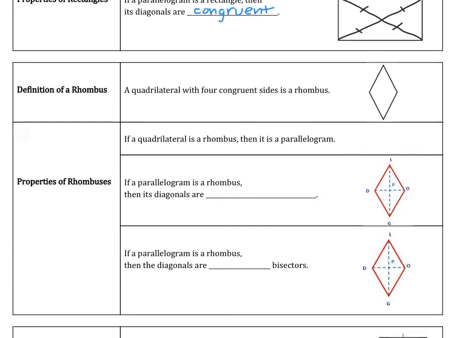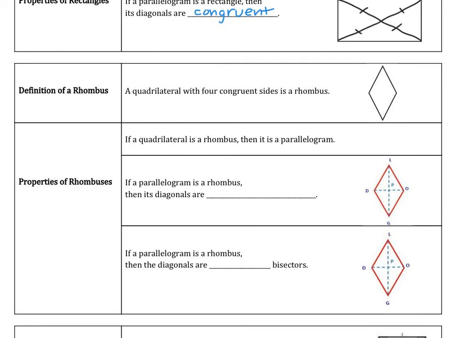So now let's talk about the definition of a rhombus. A rhombus is a quadrilateral with 4 congruent sides. So that means all 4 sides are the same length. Notice that in this one, it does not have that property that we talked about for a rectangle. Notice the angles are not all 90-degree angles. But it does have 4 congruent sides. So a slightly different type of parallelogram.